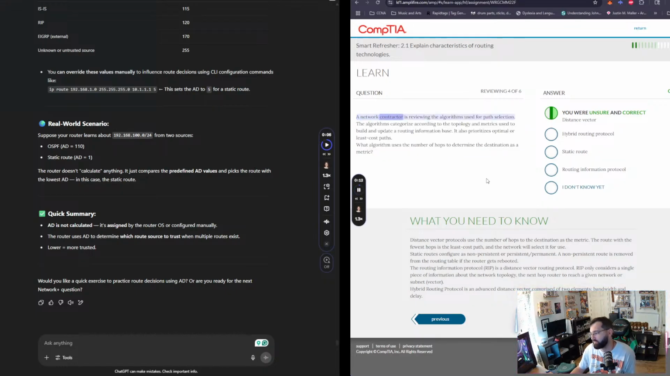A network contractor is reviewing the algorithms used for path selection. The algorithms categorize according to the topology and metrics used to build and update a routing information base. It also prioritizes optimal or least cost paths. Which algorithm uses the number of hops to determine the destination as a metric? Distance vector?